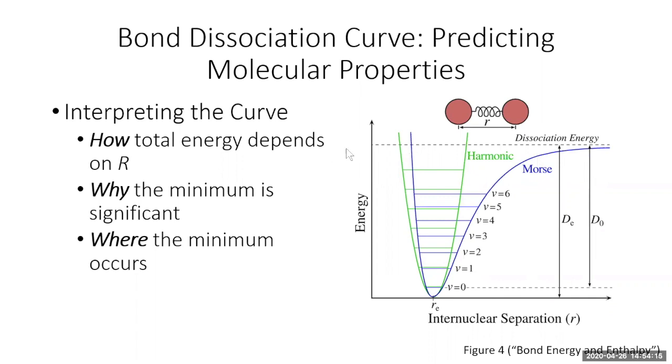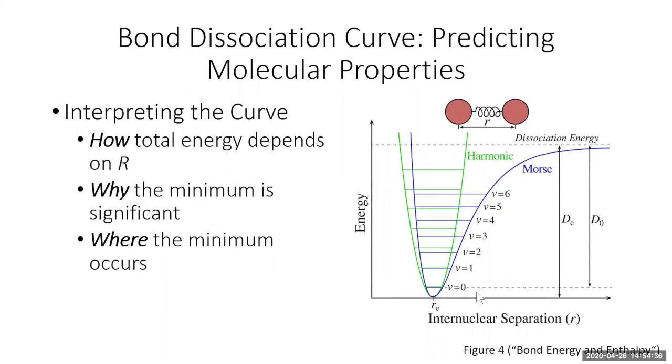First, let's look at how the total energy depends on r. As r goes to 0, the graph approaches infinity, which means that the energy of the molecule continues to increase as the distance between the atoms decreases. This is due to the proton-proton repulsion that Maggie mentioned earlier, because as the two positive charges get closer and closer together, the repulsion increases the molecule's total energy.